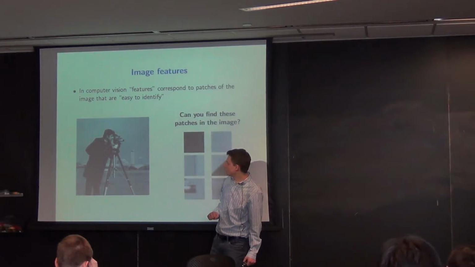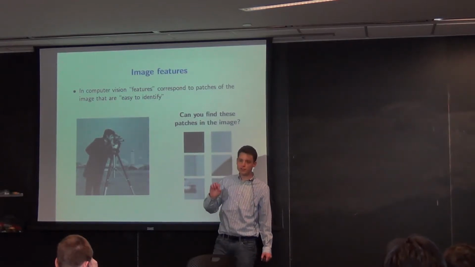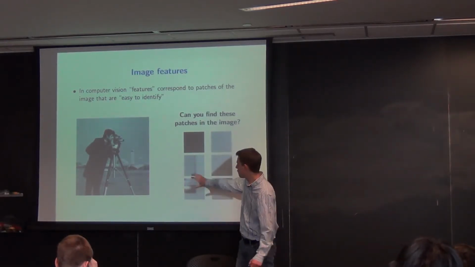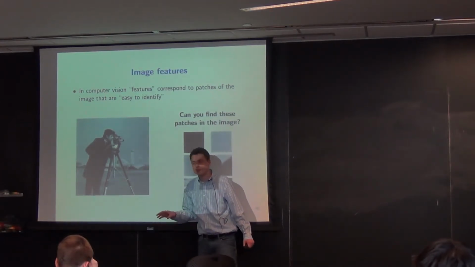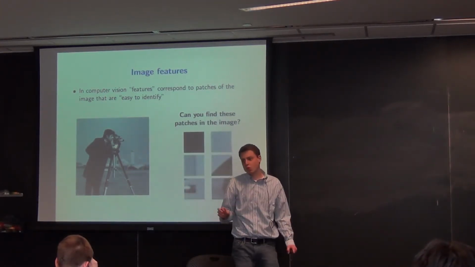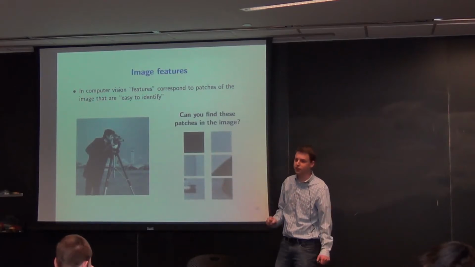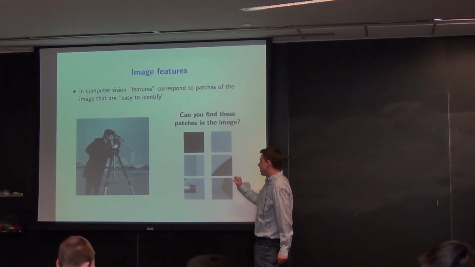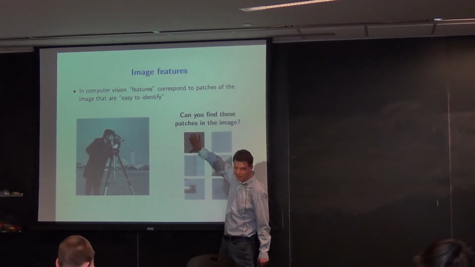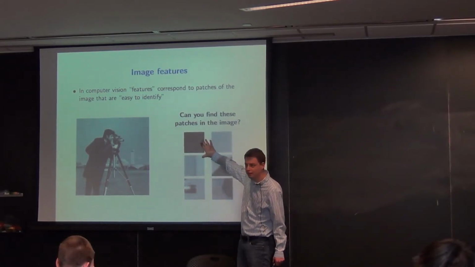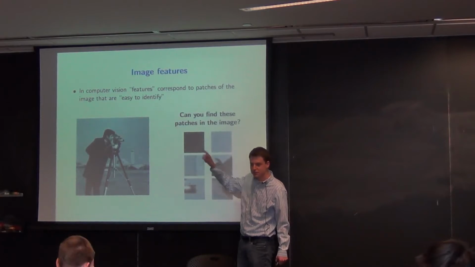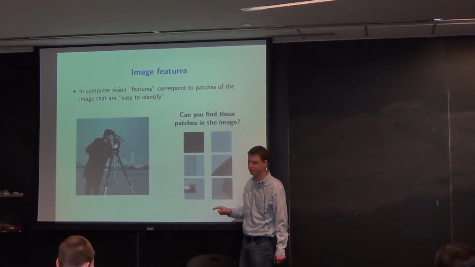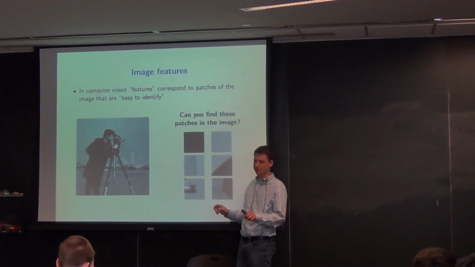So in some sense, what makes a good feature, because every point in an image could be a feature, right? But some are not as good as others. Informally speaking, what makes a point a good feature is if you can look at a little patch of the image and figure out where that is in the image. Basically it means they're easy to identify in some sense, though I'll define it more formally in a second.